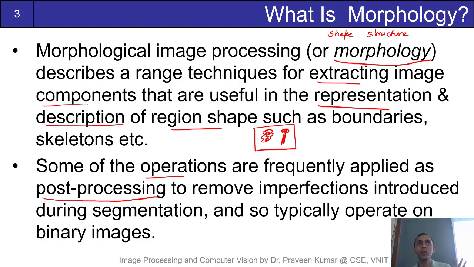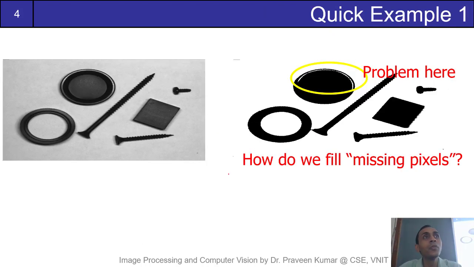Once you do some operations like segmenting regions from an image, there are sometimes imperfections introduced during that process, and we'll see an example. We can remove those imperfections by doing these morphological operations. So a quick example is here.